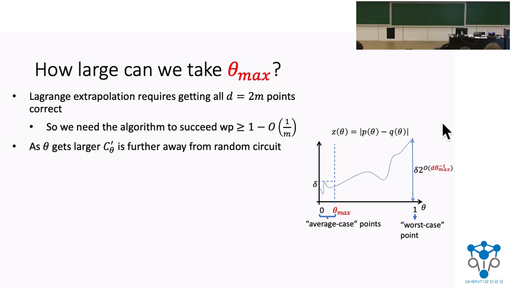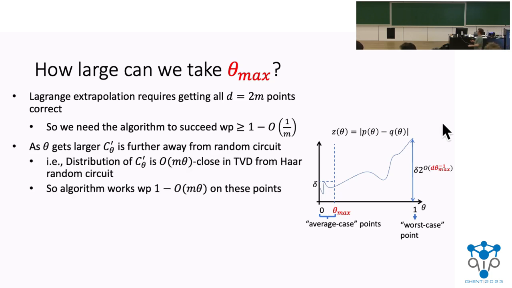Okay, but the problem is you have to be really careful when you do that, because if you think about the way we're extrapolating, as theta gets larger and larger, our circuit, the scrambled circuit, C theta, is actually further and further away from a truly random circuit, right? So for example, when theta is equal to 1, it's not truly random at all. It's our worst case circuit, right? So this argument somehow should only work when theta is sufficiently small. So how do we make this rigorous?